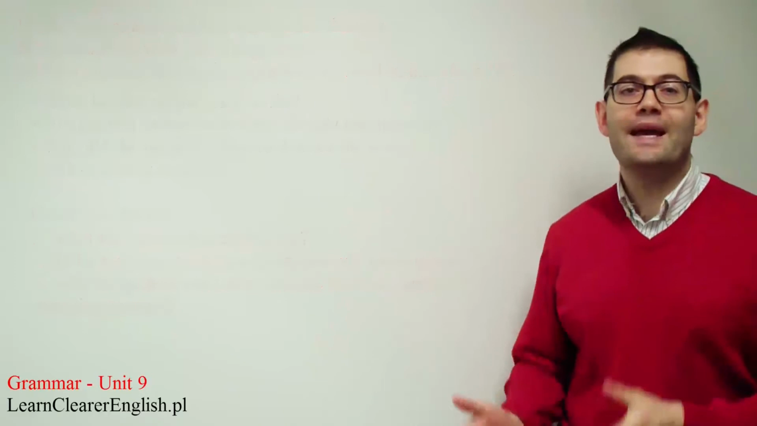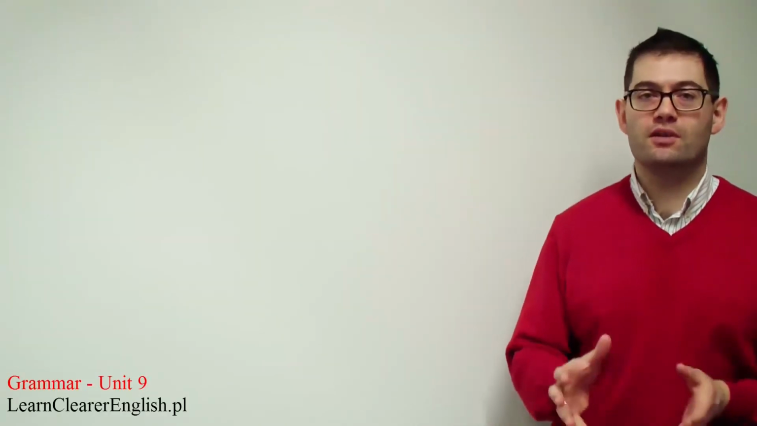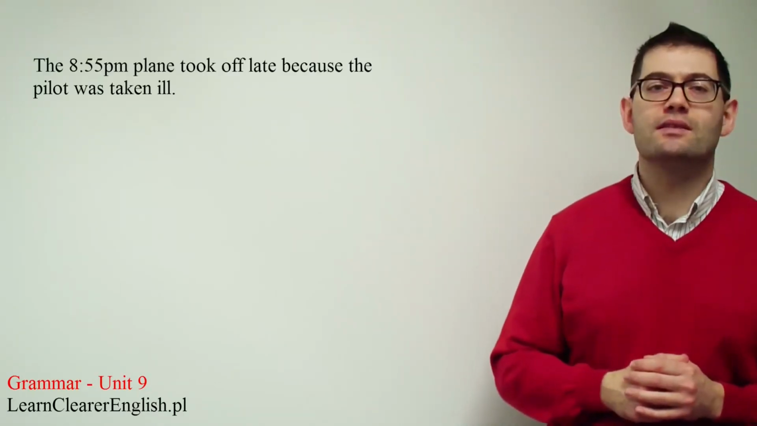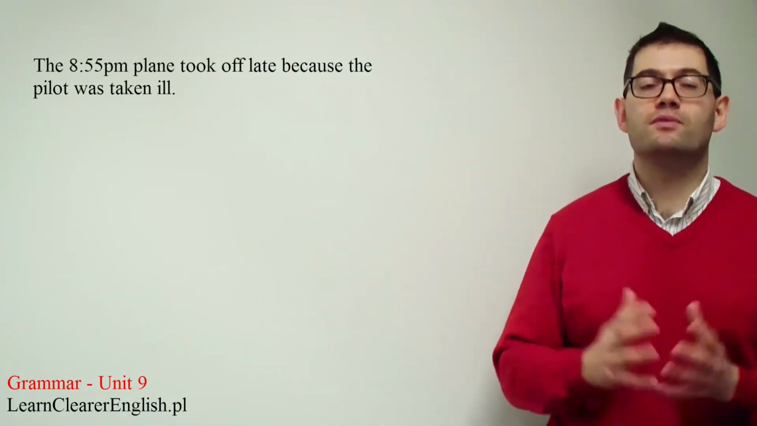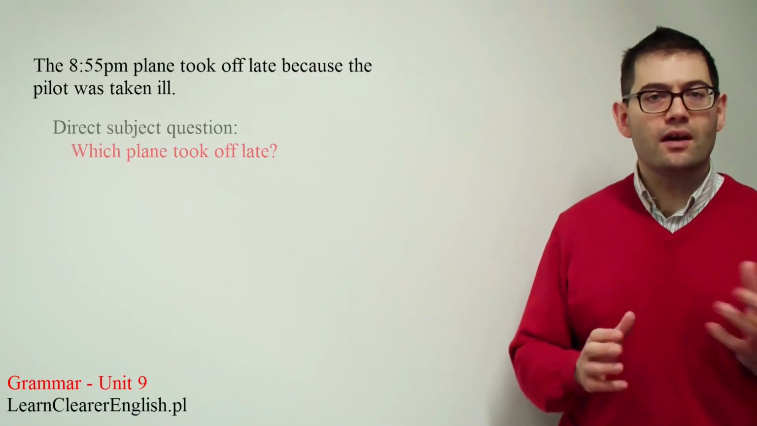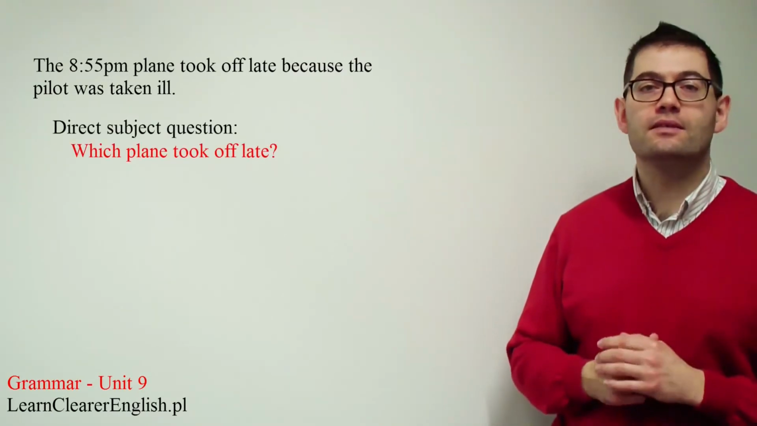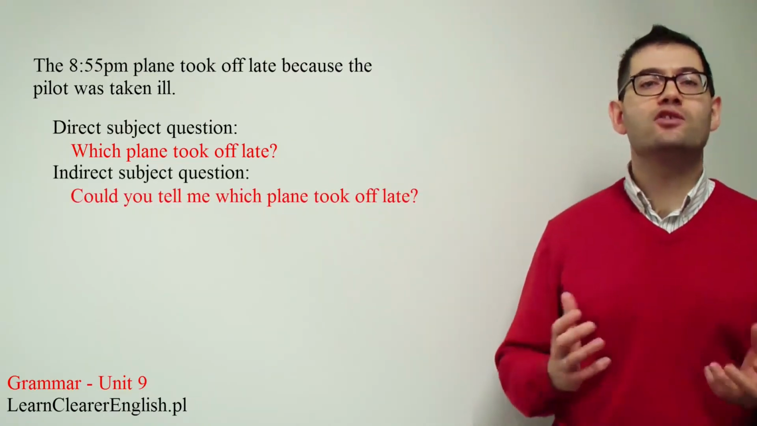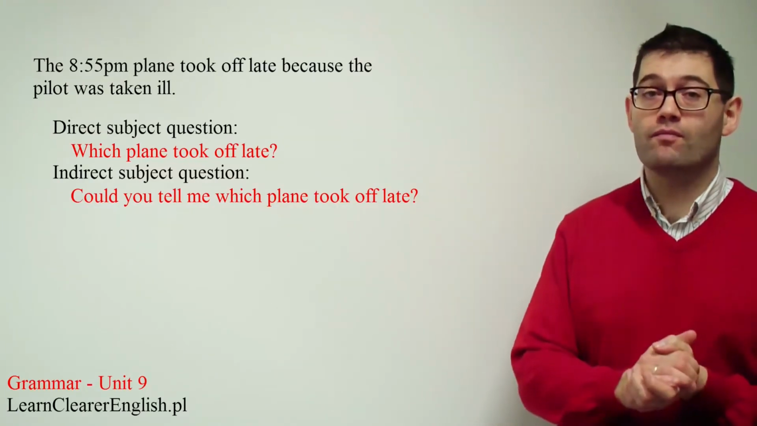If I take you back to the last unit, we briefly looked at the word order for subject questions. Indirect questions use the same word order. Let's consider the following sentence. The 8:55 p.m. plane took off late because the pilot was taken ill. The direct subject question form is, "which plane took off late?" The indirect subject question form is, "could you tell me which plane took off late?" The word order is exactly the same.